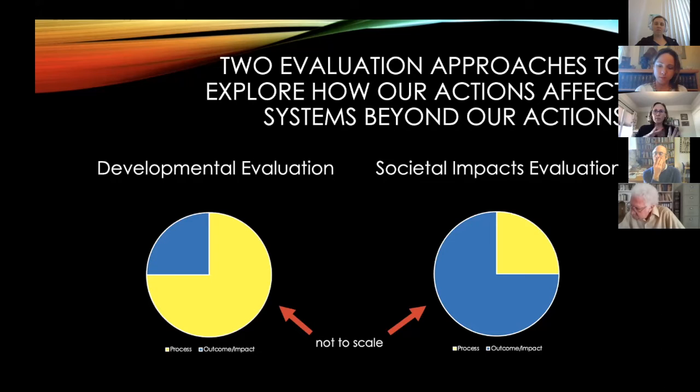So I'm going to talk about these two evaluation approaches, developmental evaluation and societal impacts evaluation. Both of these could be used for process or outcome evaluation. I'm going to frame them a little bit as developmental evaluation having, I think, some particular strengths in process, and societal impacts having particular strengths in outcome or impact evaluation, but I think they can both inform both. So that's my, not to scale, just wanted to frame that a little bit.